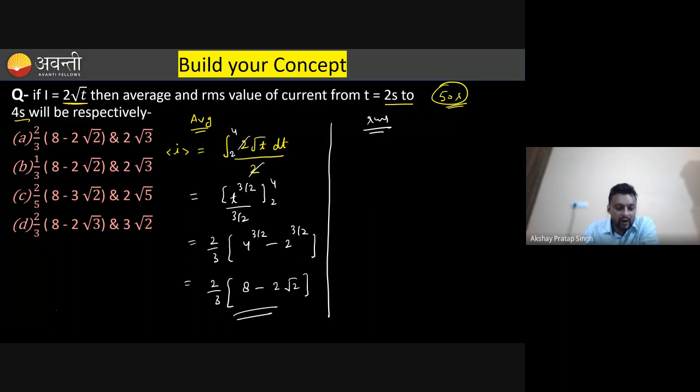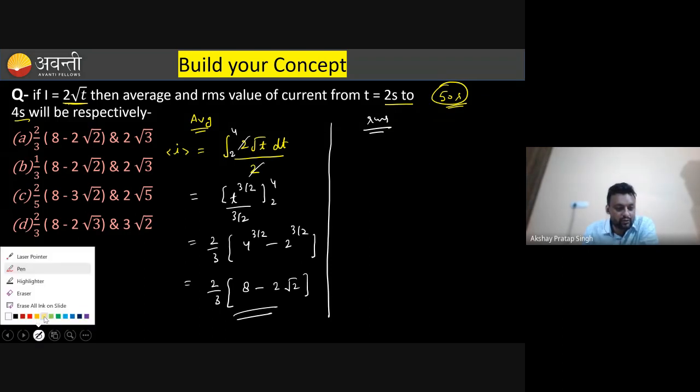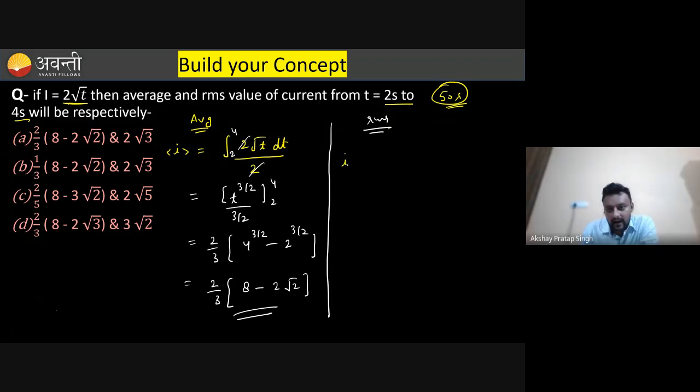RMS value. How can you write the RMS value? Just try to learn this again. I RMS is what? Integration of I square dt divided by time period. So put the values. If you put I square, it will become 4t, integration of 4t dt from 2 to 4, divided by the time period, which is again 2. That is 1 by 2.